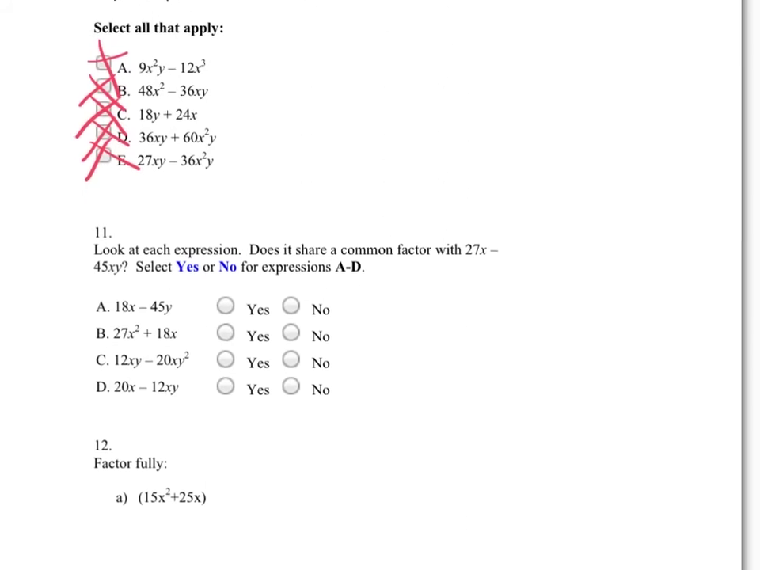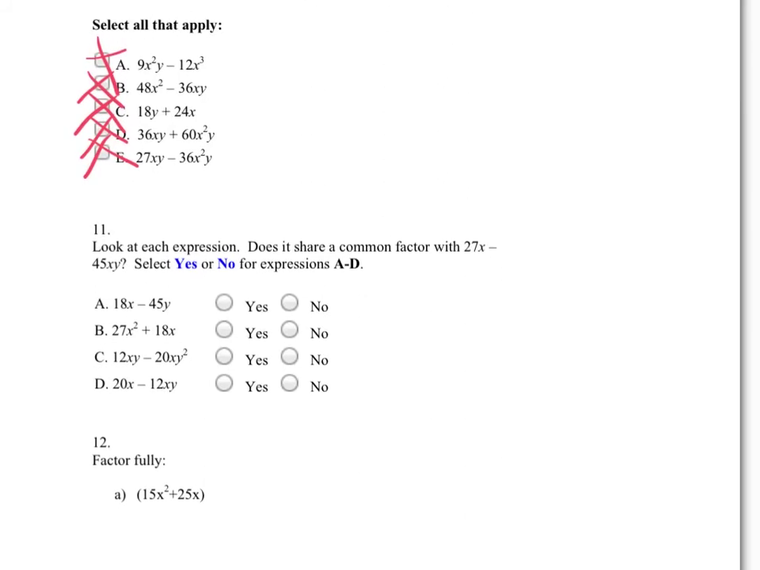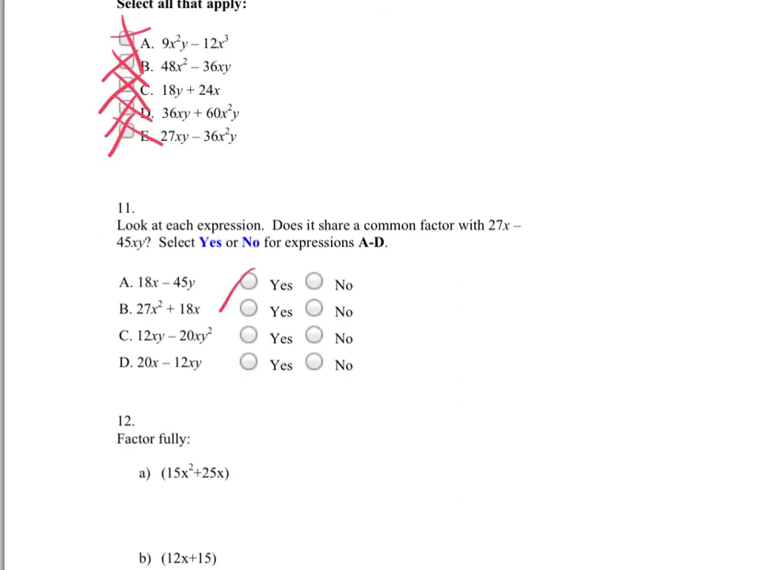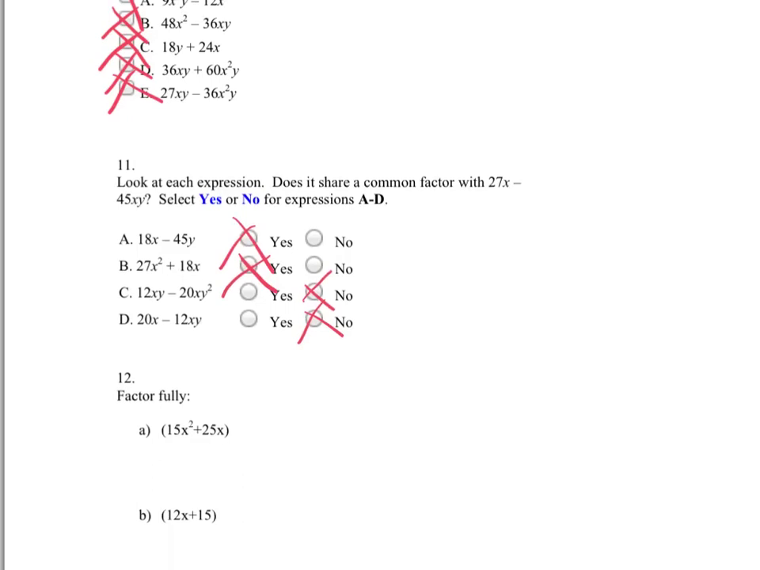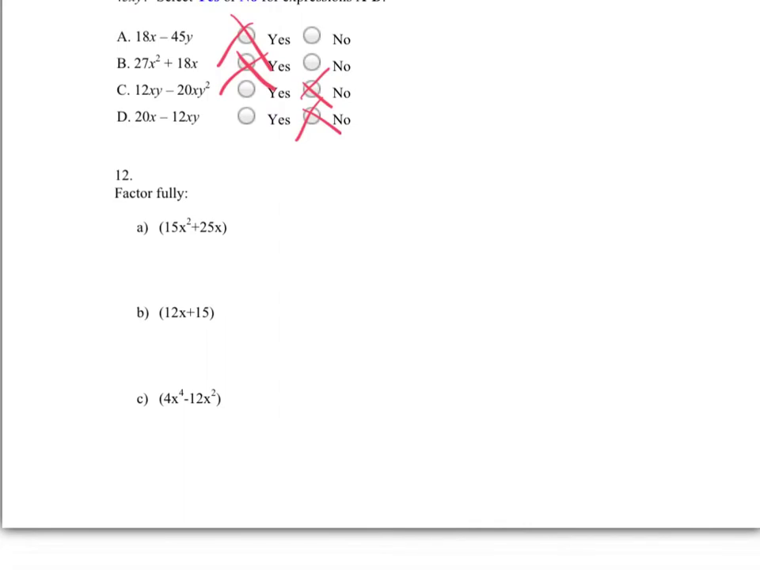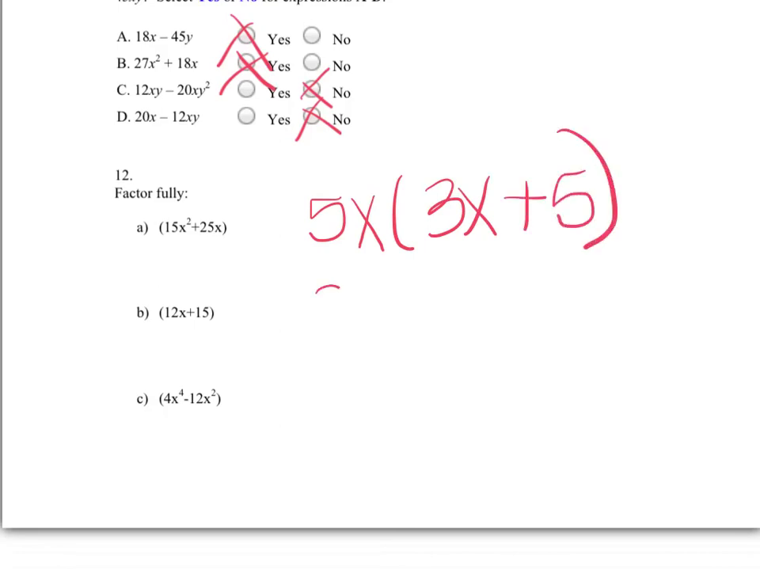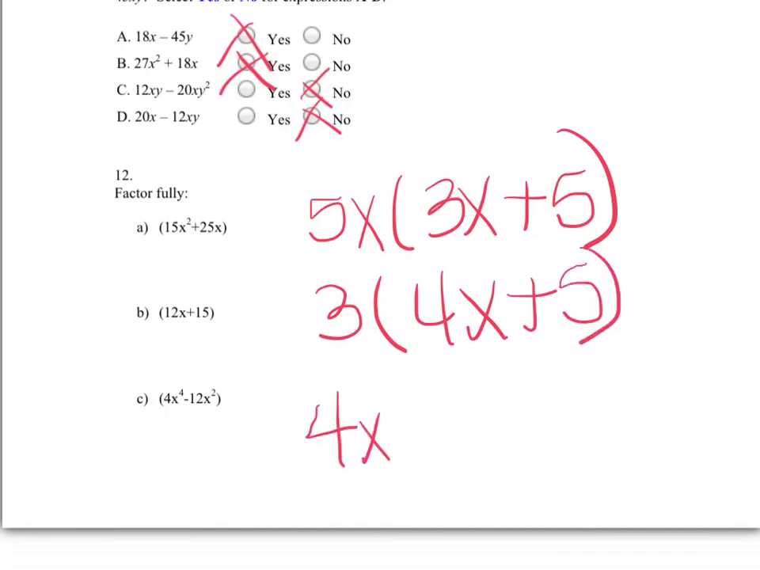And then when we look at number 11, look at each expression. Does it share a common factor with 27x minus 45xy? Select yes or no. The answer to this is yes for A, yes for B, no for C, no for D. And then for number 12, we have A, B, and C. Factor these fully. I'm just going to write down the answers to this quickly. For A, 5x times 3x plus 5. For B, 3 times 4x plus 5. And C, we get 4x squared times x squared minus 3.